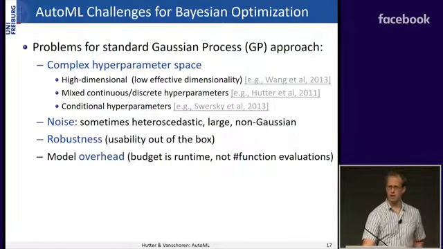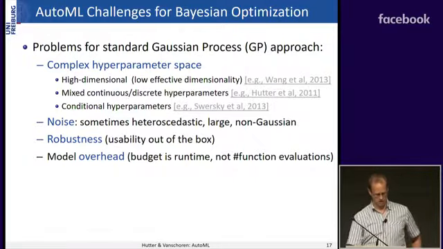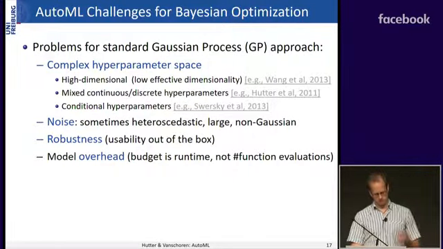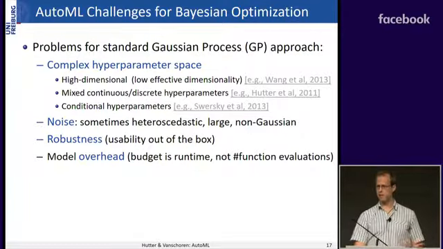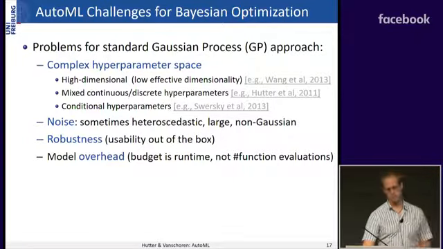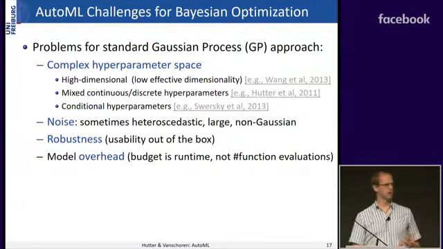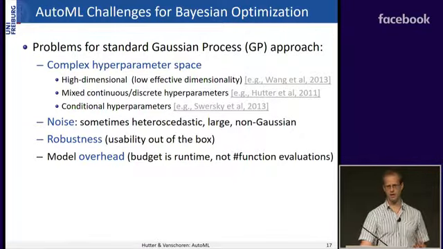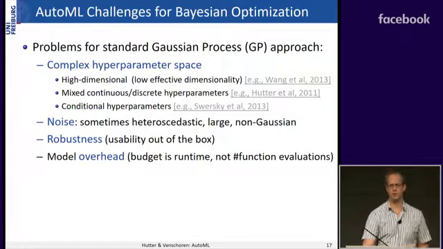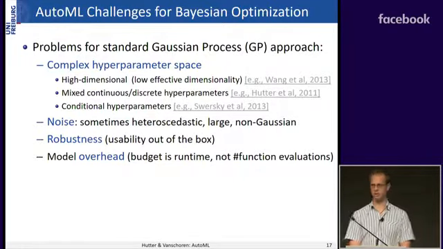Also, the model overhead can be a problem, because Gaussian processes scale cubically in the number of data points. So if the black box function is truly expensive, then typically this doesn't matter too much. But in multi-fidelity approaches, you can actually get quite a lot of function evaluations, and then this model overhead can actually matter a lot, and you need to resort to approximate Gaussian processes.